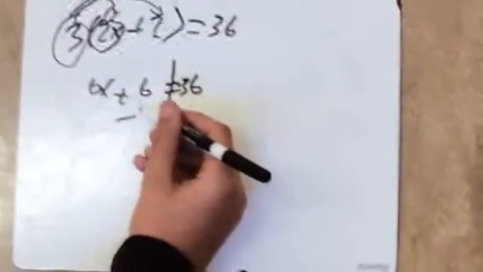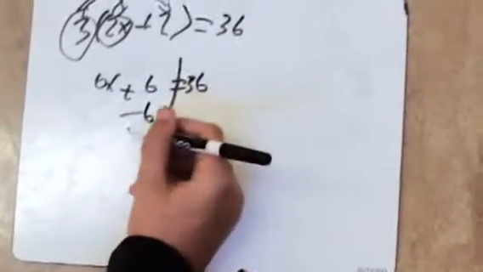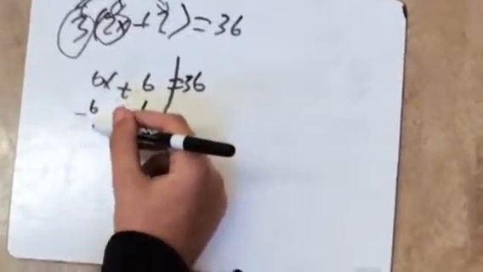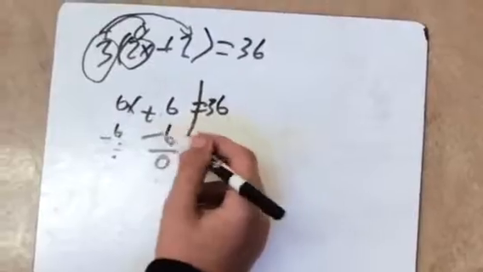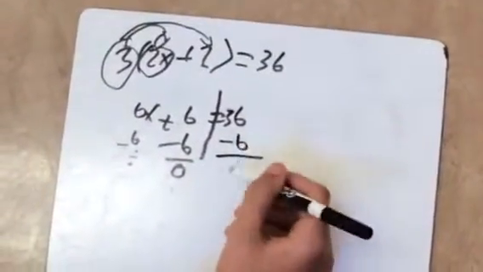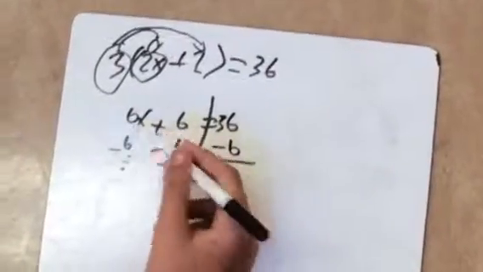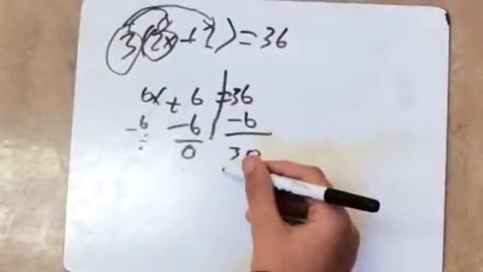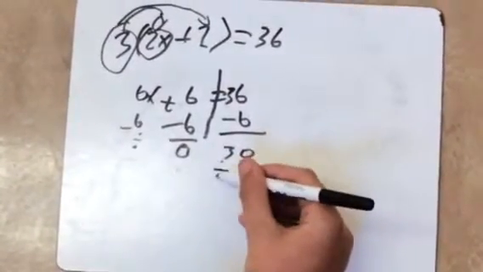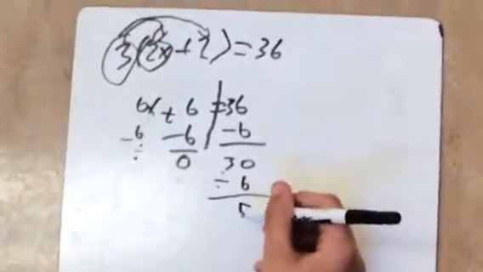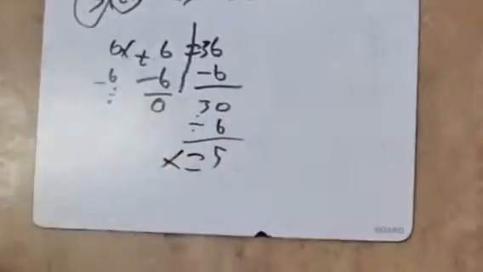So I will subtract 6 from 6, which gives us 0, then subtract 6 from 36, which will give us 30. Then, because I multiplied here, I will divide 30 by 6, which would give us 5. X equals 5.